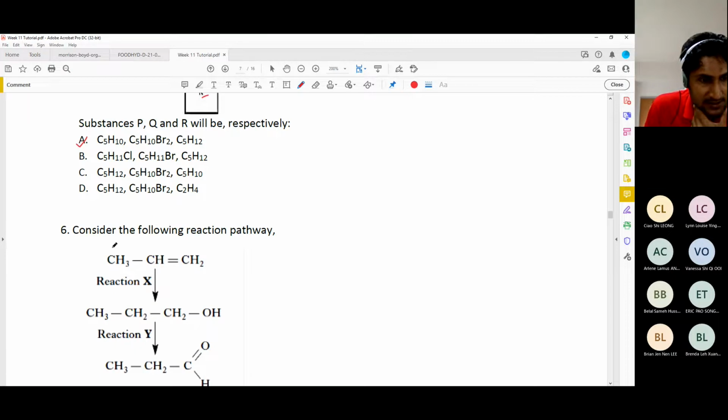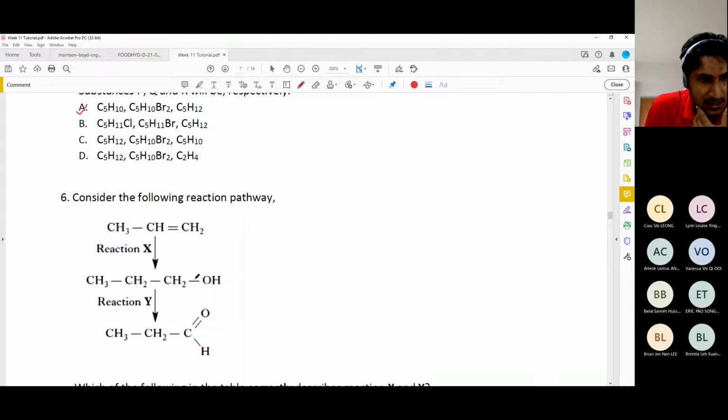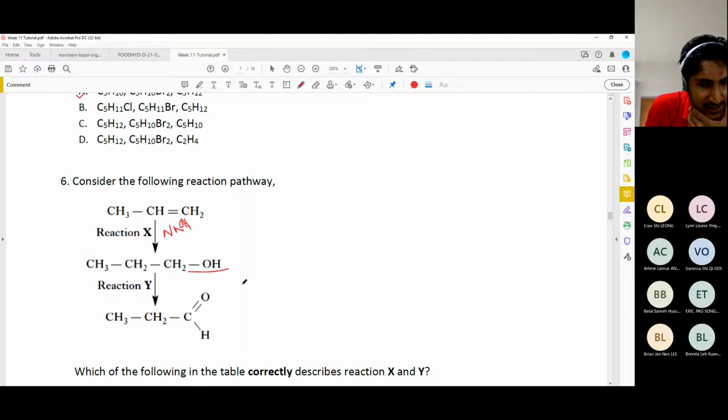Consider the following, question number 6: consider the following reaction pathway. The reaction goes from methane, ethane, propane to propene, right? Propene is reacting with something to produce a hydroxyl. You can add hydroxide: sodium hydroxide, potassium hydroxide, lithium hydroxide. Then from propene, it becomes propanol. And from propanol, it becomes an aldehyde. CHO is an aldehyde.